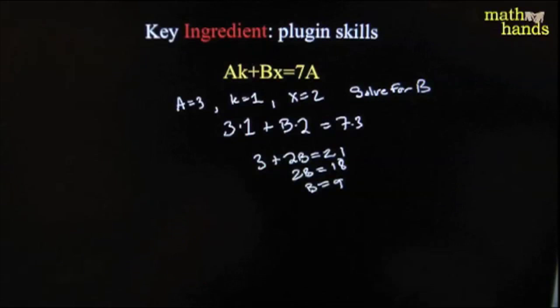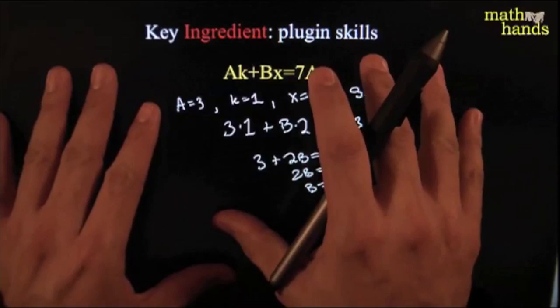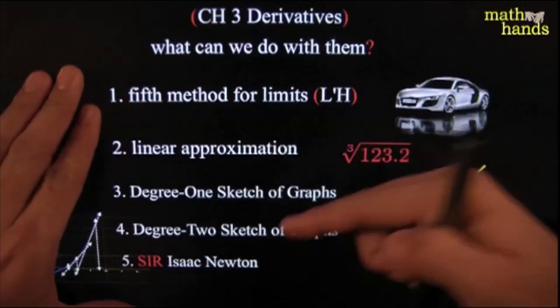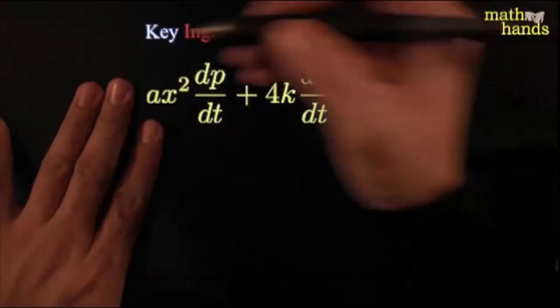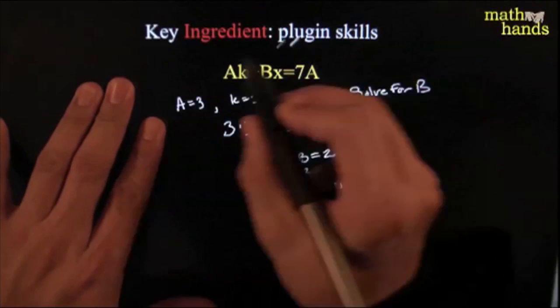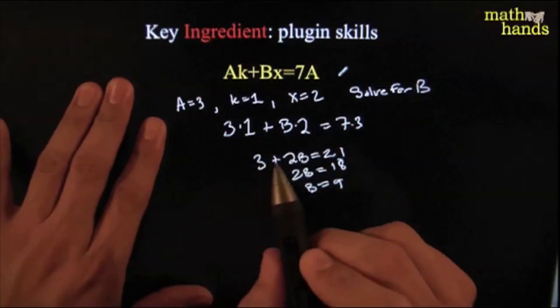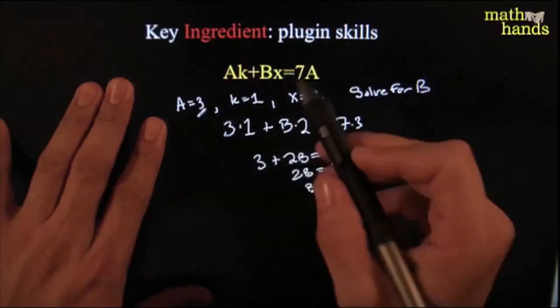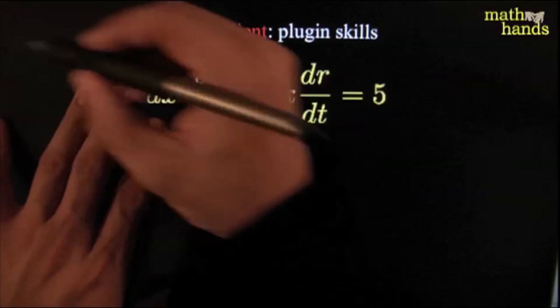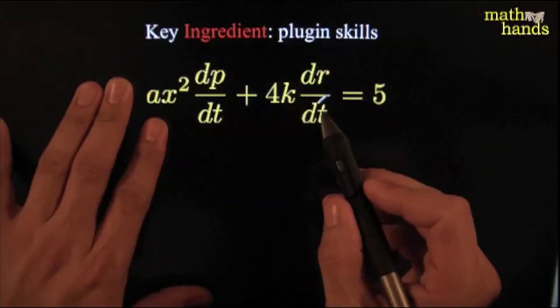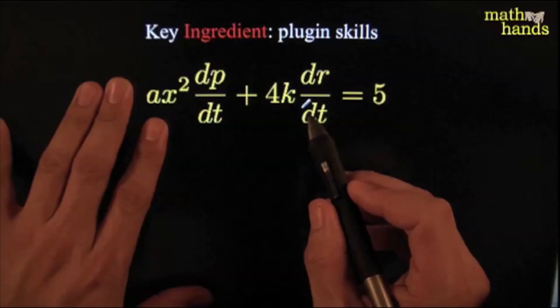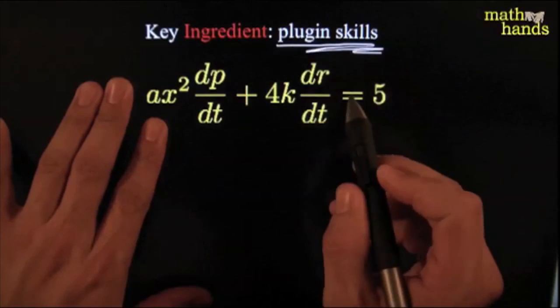So, first and key ingredient for today's lesson. Today's lesson is going to be number 6 on this list. The first key ingredient is you've got to be down with the plug-in stuff. It's got to be really, really easy. All you do is plug things in there. Of course, they won't look like this. What they'll have is some other calculus-y looking things in there. But the skills are exactly the same.